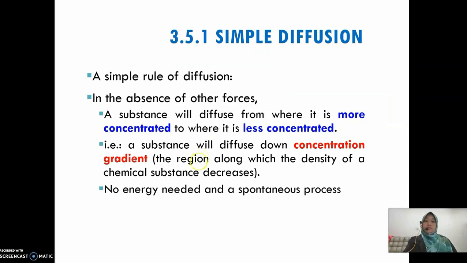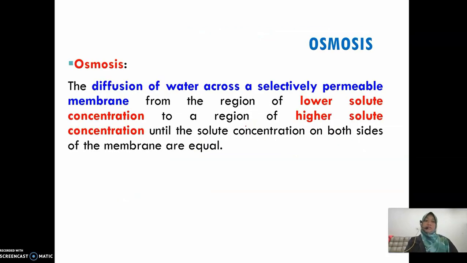So the simple rule of simple diffusion is that substance will diffuse from a highly concentrated area to a less concentrated area. We say that it diffuses down the concentration gradient, from high concentration to low concentration. Or sometimes we say that it follows the concentration gradient. No energy is needed, no ATP is needed, and it is a spontaneous process.